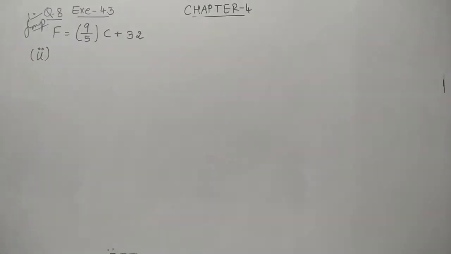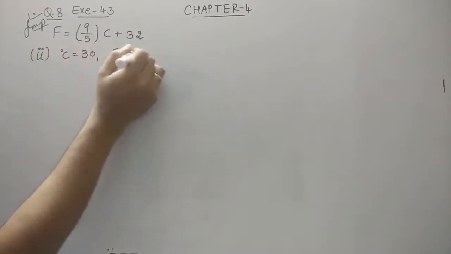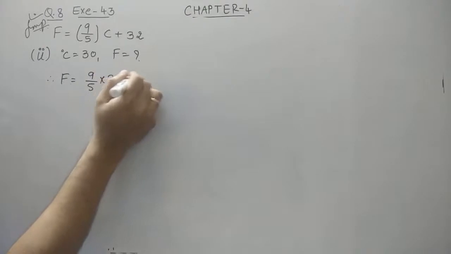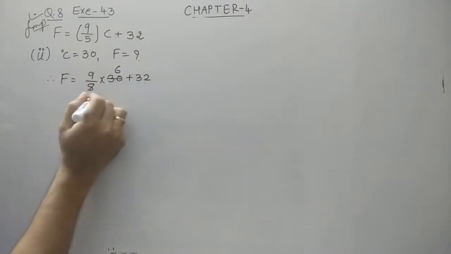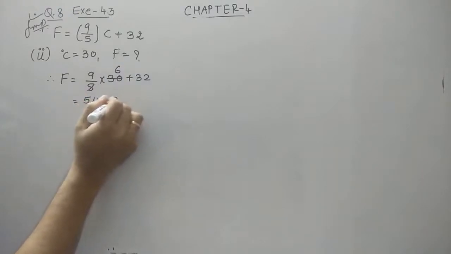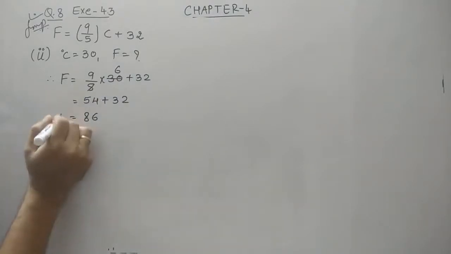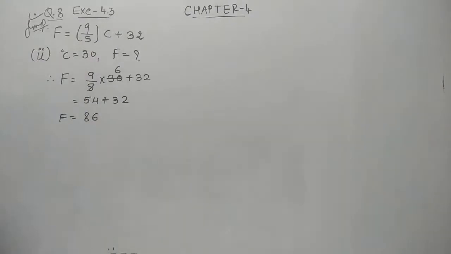We'll continue with the second question. It asks: if the temperature is 30 degrees Celsius, then what will be the value in Fahrenheit? So let us substitute this value. F is equal to 9 upon 5 into 30 plus 32. 5 sixes are 30, 9 sixes are 54, plus 32. So it is 86 that will come. So when the temperature is 30 degrees Celsius, the Fahrenheit is 86.